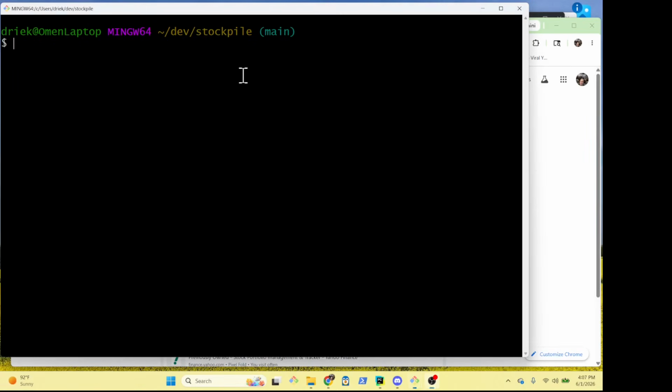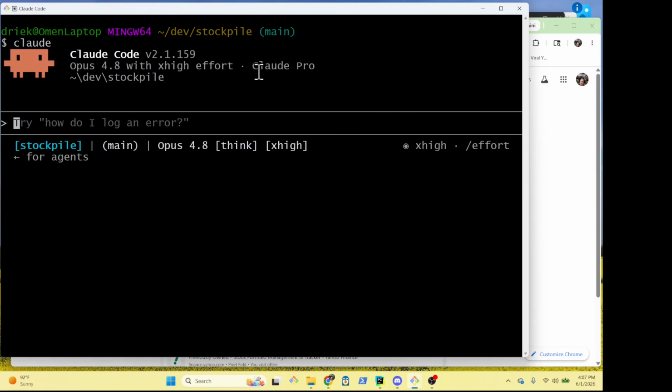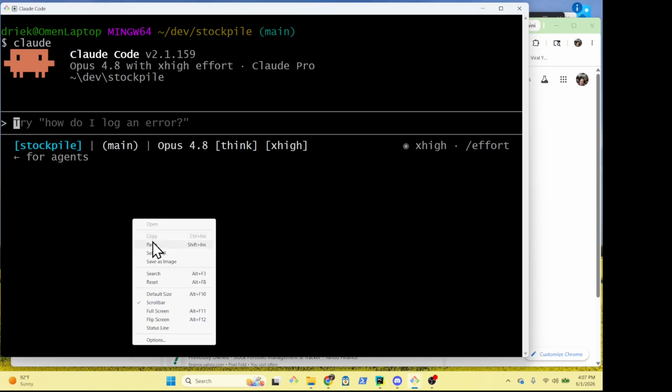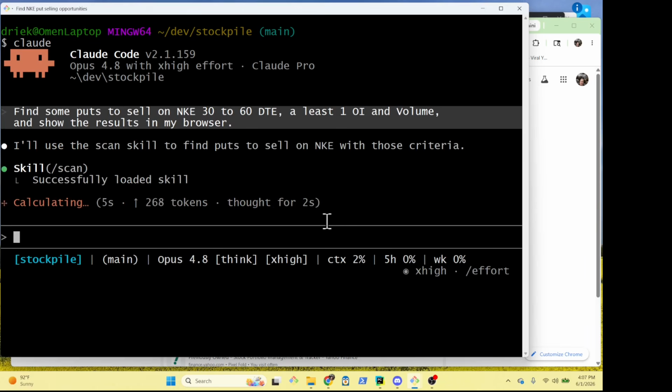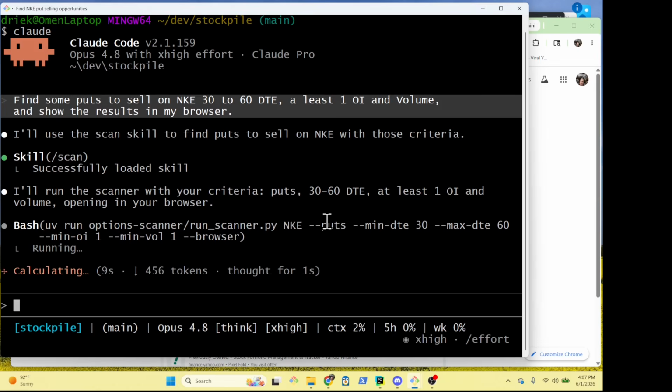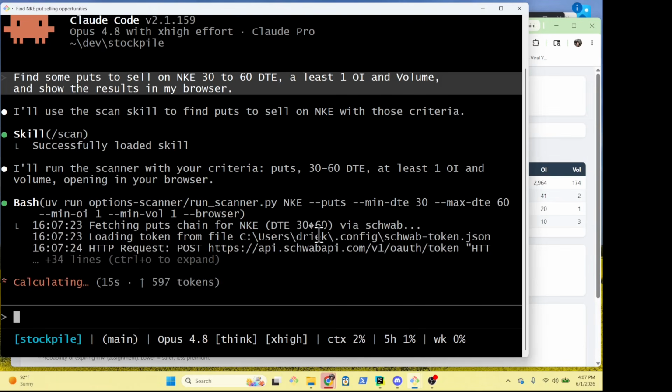Start Claude from the Stockpile folder and start conversing with Claude about what kind of puts you want to sell. Find some puts to sell on Nike, 30 to 60 DTE, at least one OI in volume, and show the results in my browser. Claude runs the put scan, and when finished, will open your default browser with a report showing the results.